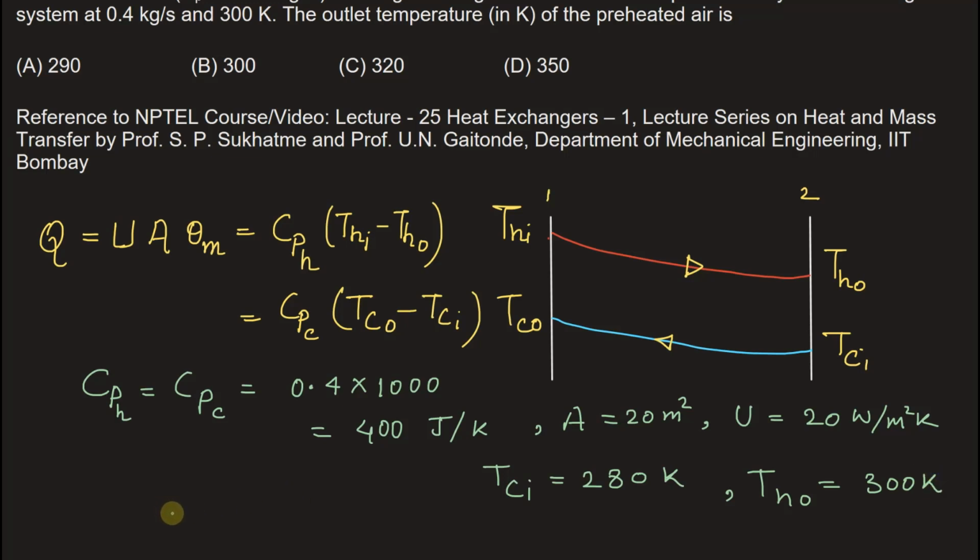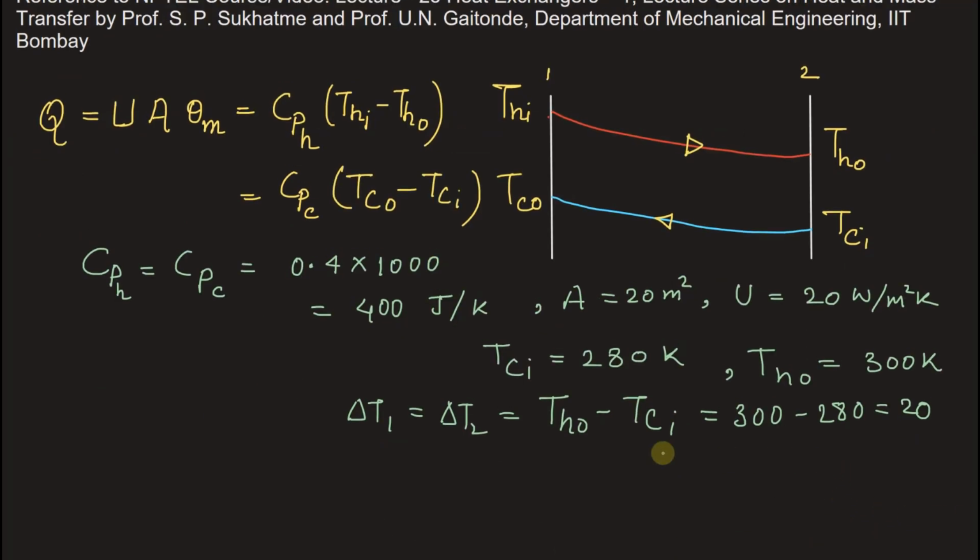For the same heat capacity of hot and cold fluid, delta T1 is equal to delta T2, which is equal to Tho, the exit temperature of the hot fluid, minus Tci, the temperature of the cold fluid at the entry. So this will be equal to 300 minus 280, which is 20. Okay, now we have got the value of theta m as well. Now we'll just substitute all the values in this equation.